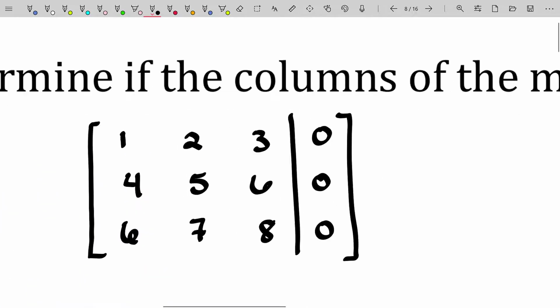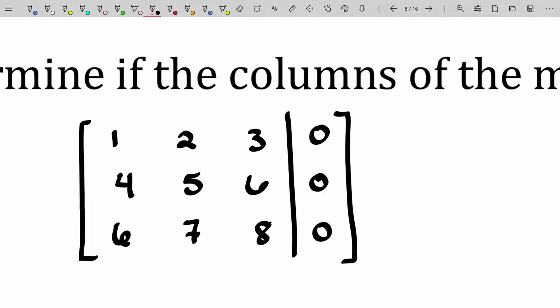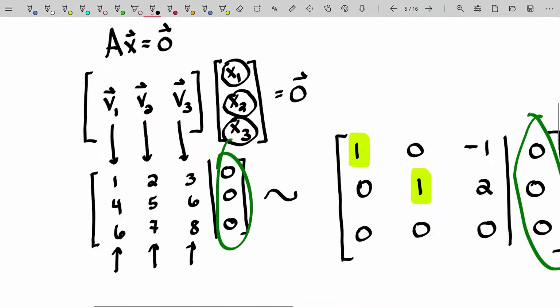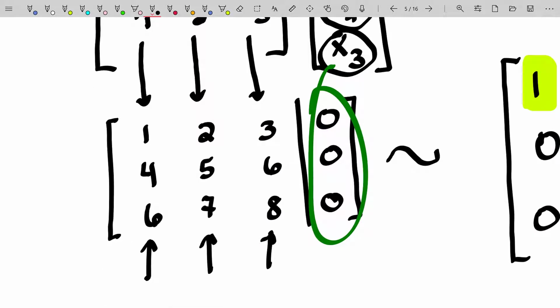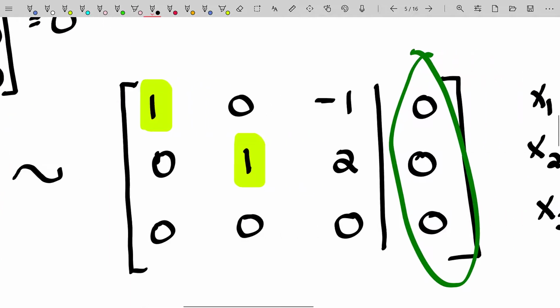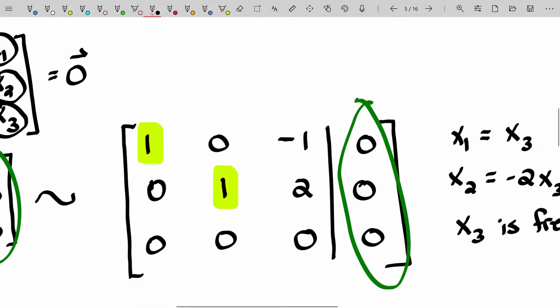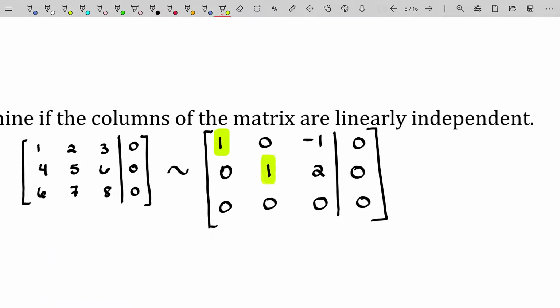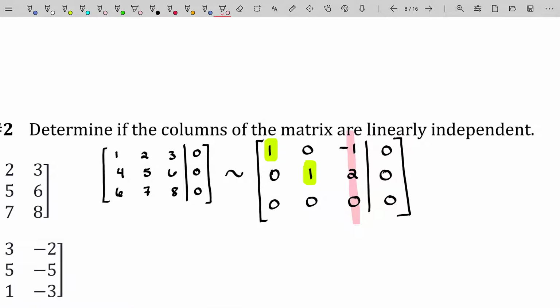And again, you could see this is an augmented matrix that we've seen several times in this course already. Let me just showcase it. Most recently, we saw it in this example right here, example 1.7, number 1. Here's the augmented matrix we've been handed, 1, 2, 3, 4, 5, 6, 6, 7, 8. And it row reduces down to this right here, which I'll copy over, and we get this right here. We see we have a pivot in the first column, a pivot in the second column, but no pivot in the third column. Now remember, AX equals 0 always is consistent.